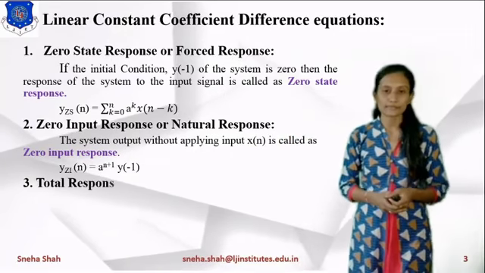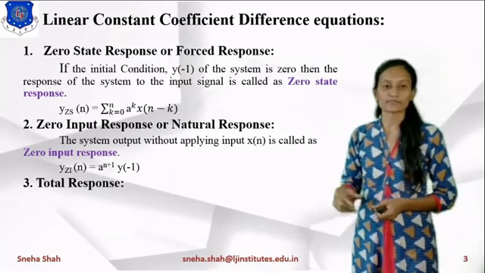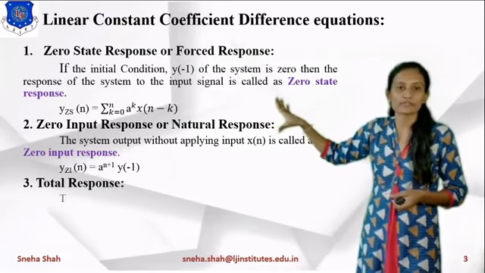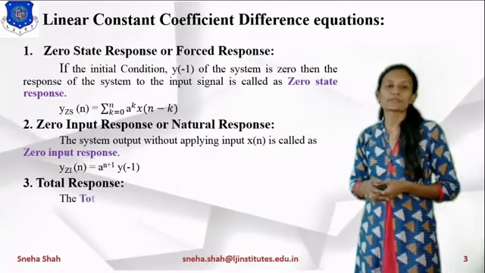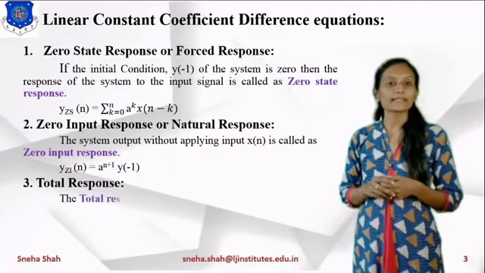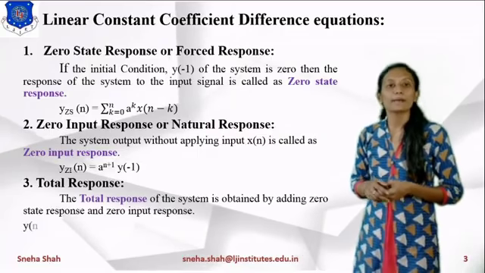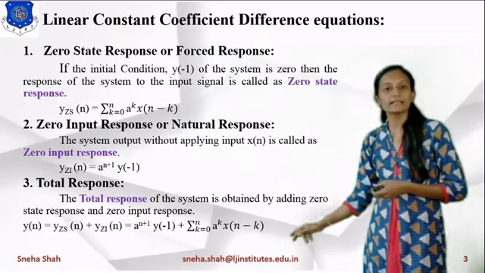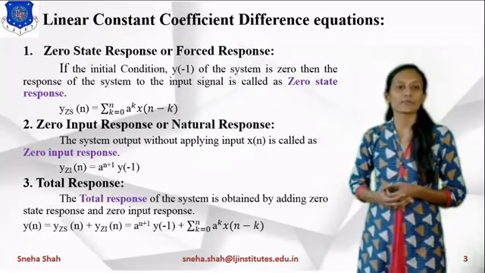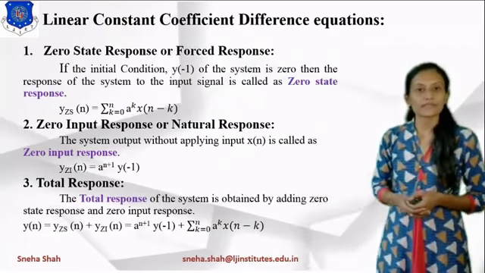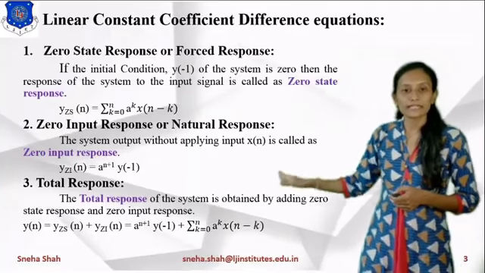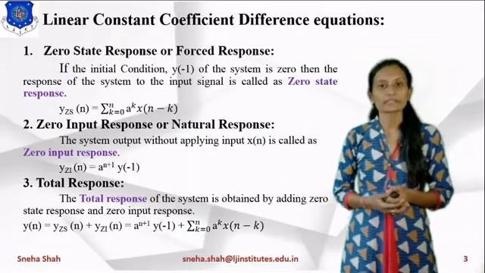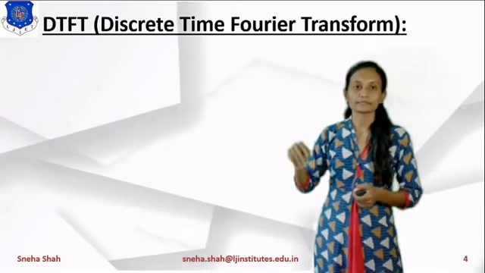Now the next type of response is the total response. What is the total response? The total response is the summation of these two responses. So the total response is represented as y of n equals yzs of n plus yzi of n. So the answer equals the final equation of this output y of n. This way we can define three different types of responses from any linear constant coefficient difference equation.